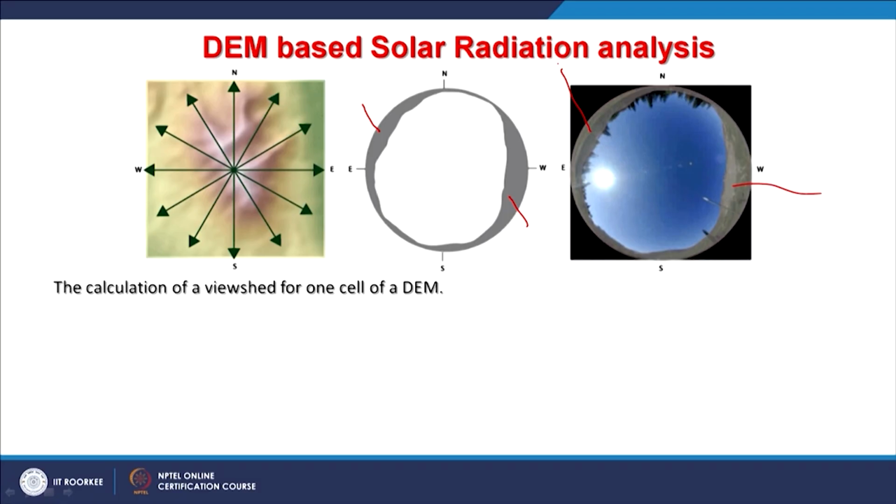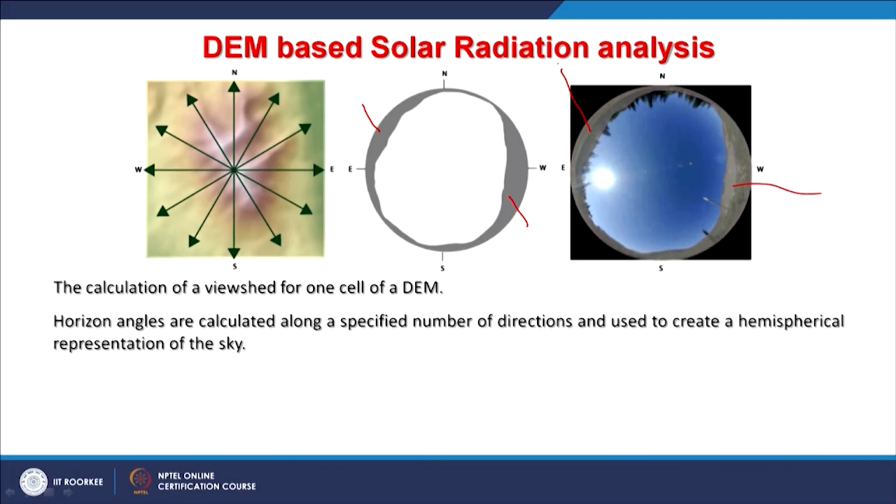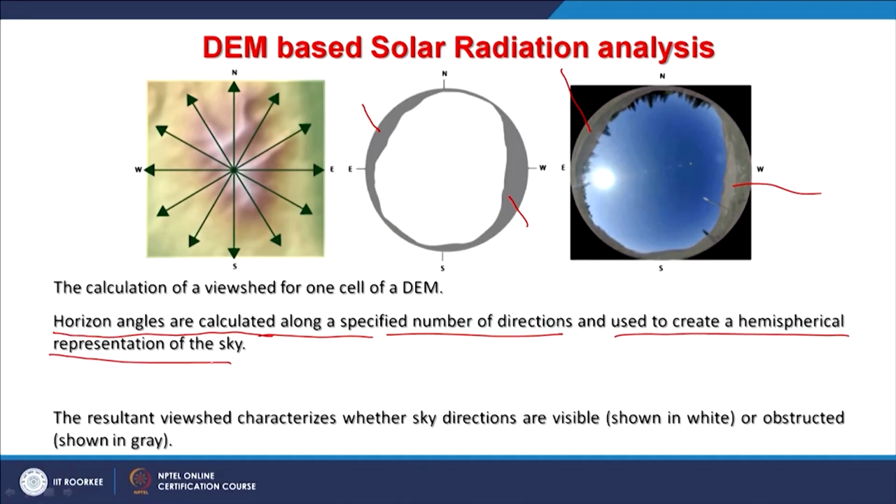With this input or start, we can now add a cutoff for the horizon angles, which are calculated for a specified number of directions, whether you want all 360 degrees or a specified direction, and used to create a hemispherical representation of the sky.